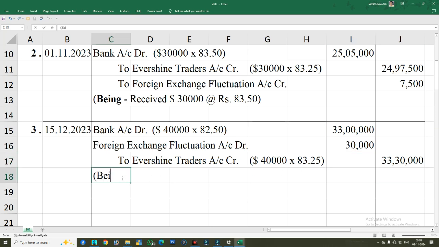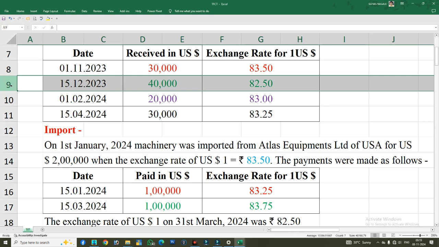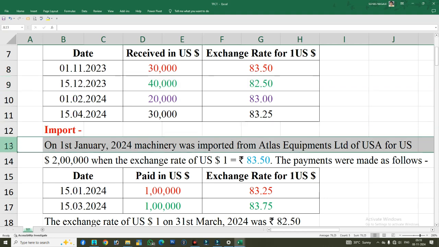Write the narration: being received $40,000 at the rate rupees 82.50 per US dollar in Indian rupees. This is the second installment received. After completion of this transaction, now we have to pass the entry for the next transaction. As per the order of dates, the next transaction date is 1st January 2024.